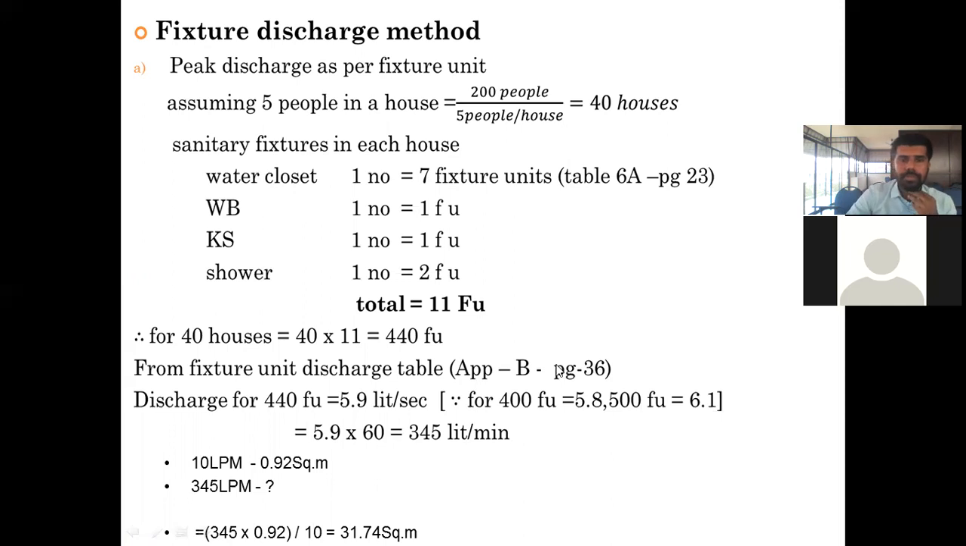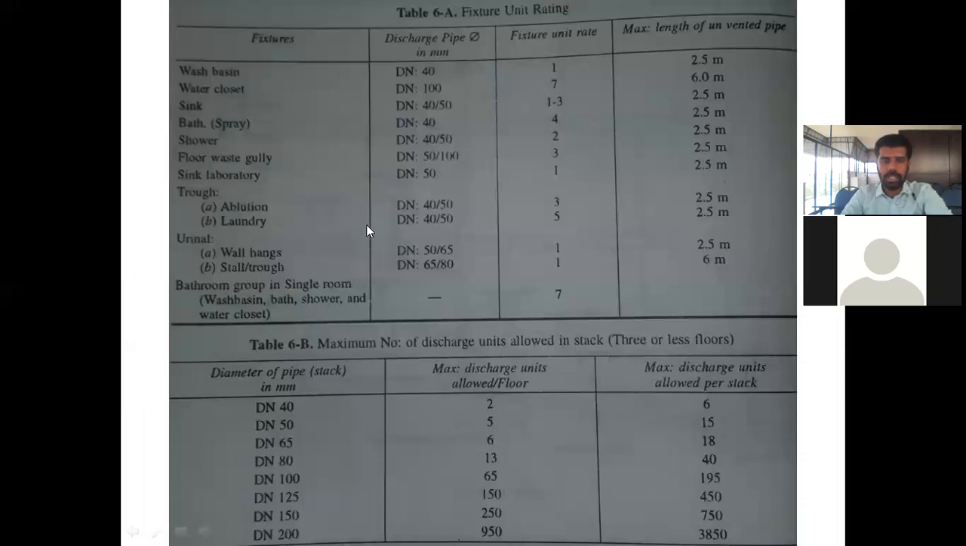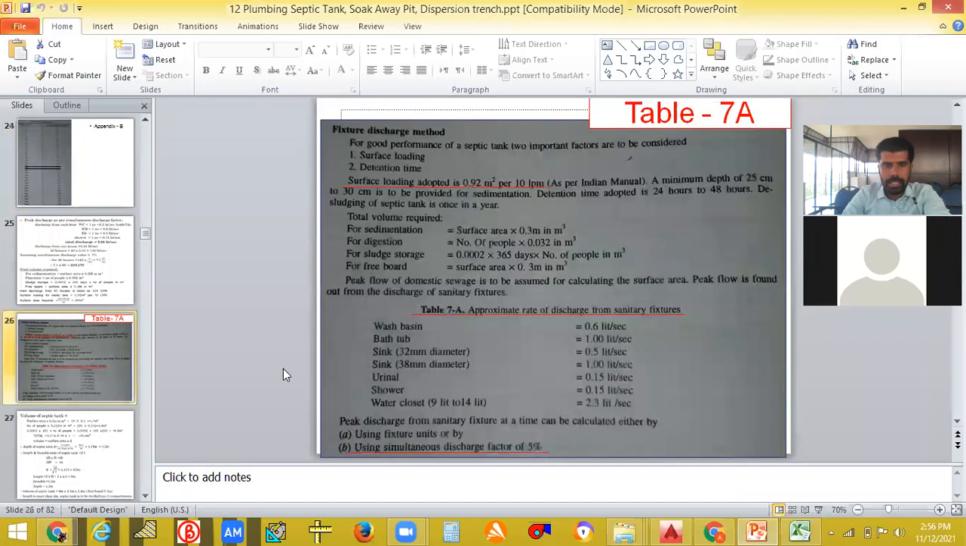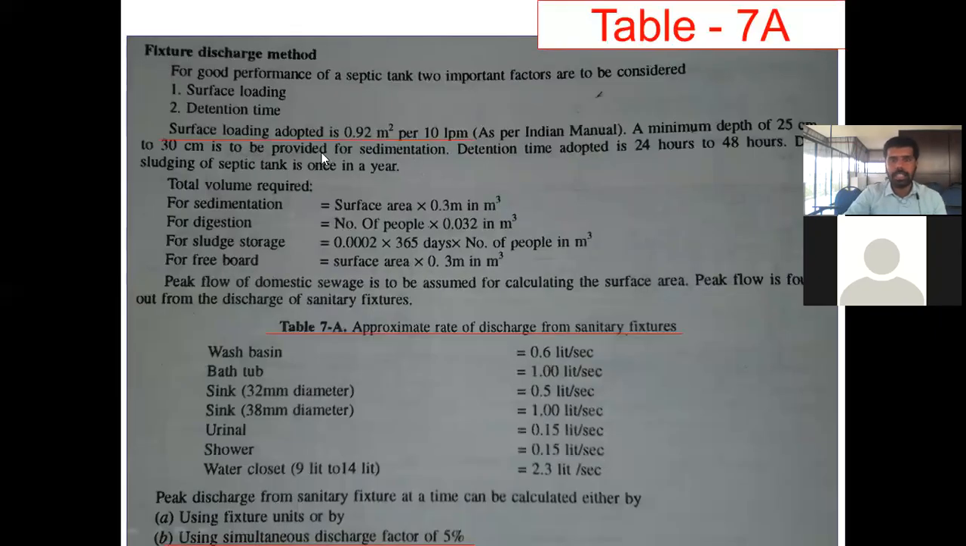So for the fixed discharge method, there is a table, Table 7, that you have to understand and keep in mind. In order to find out the total volume of your septic tank, these notes are important. For good performance of a septic tank, two important factors are to be considered: one is surface loading, then the detention time. So this is very important.